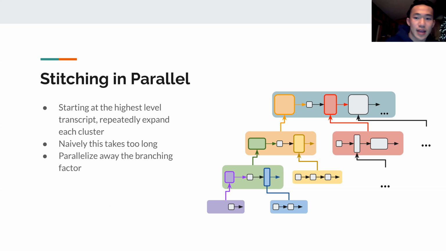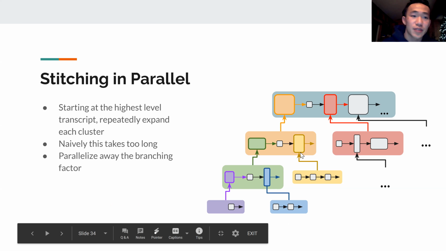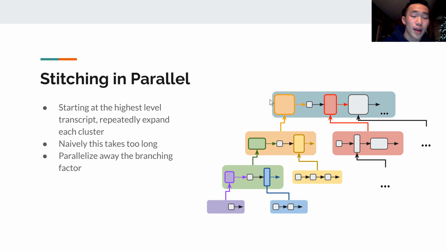So the first thing we can note is that while we're expanding different intermediate states in one transcript, these are totally independent actions. We can parallelize that away. So then we only have to worry about and think about the unary recursion, or the problem of if we were only expanding the first cluster in each transcript.